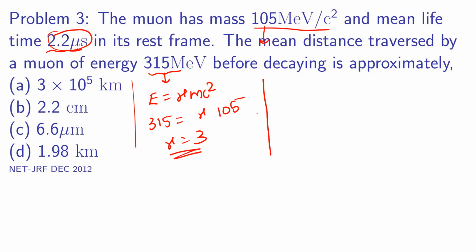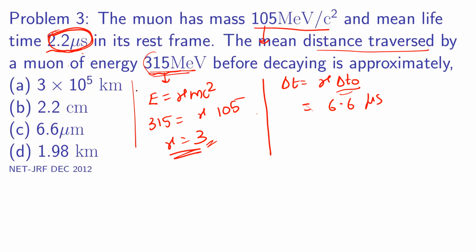Is that enough? Now you know that the proper lifetime is 2.2 microseconds. All right. But what's the lifetime in the frame in which this muon is moving with this gamma? We know that delta t is equal to gamma delta t 0. This is the proper time. This is the gamma factor. We already found the gamma factor. So this is equal to 6.6 microsecond, right? So the mean lifetime in the frame in which this muon is moving is 6.6 microsecond.